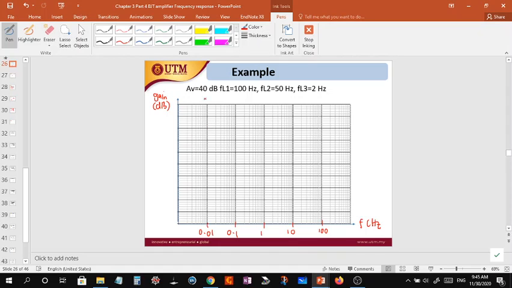And then next, for the gain, this is the AV mid. AV mid is the maximum gain. So we put here, this is our maximum, 40. Let's say this is 20. This is 0, minus 20, minus 40, then this is minus 60. Okay.